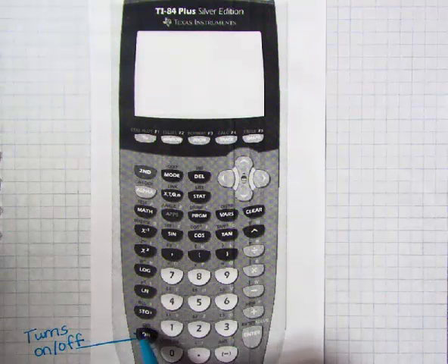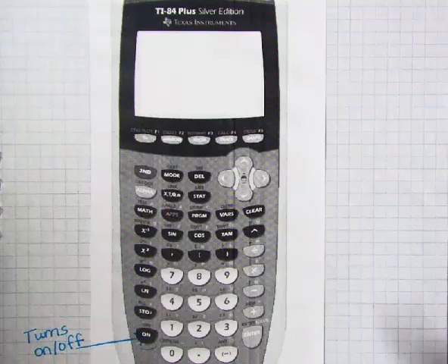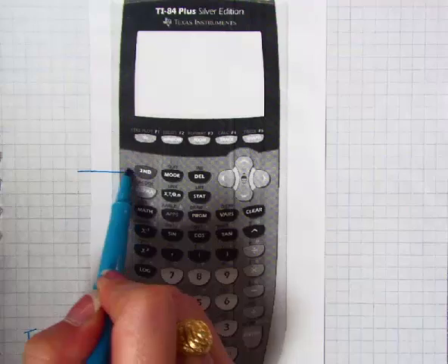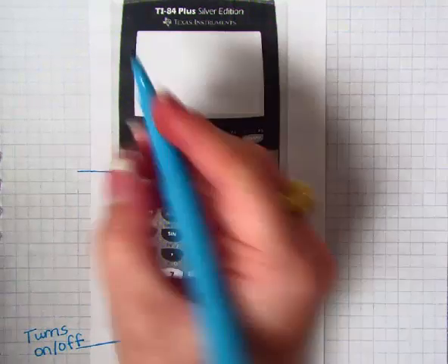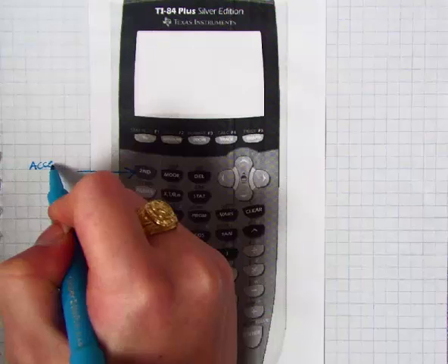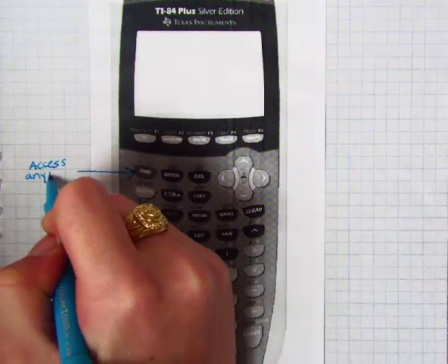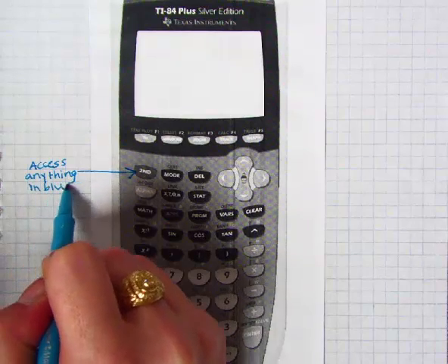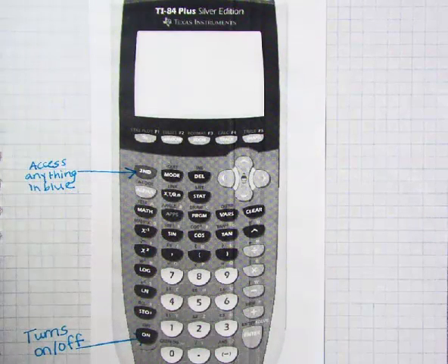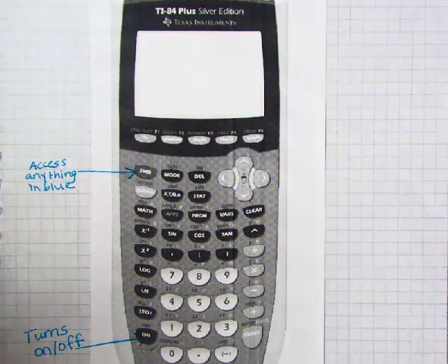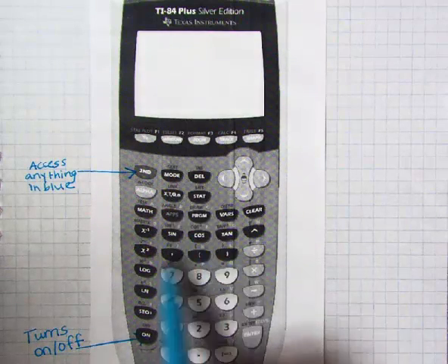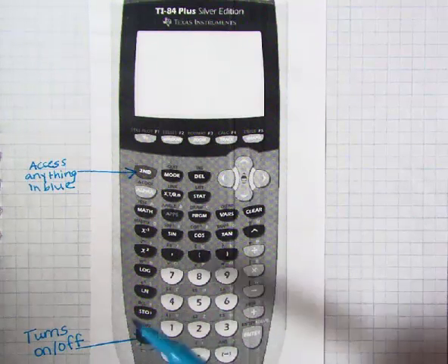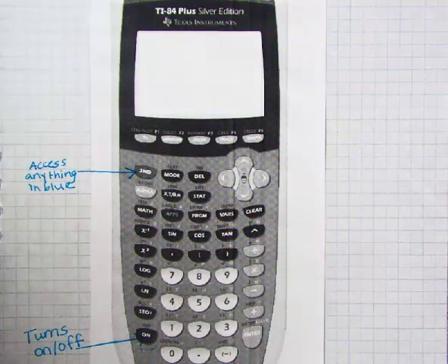In order to access the off, you are going to use the second key. The second key is at the top left of your calculator, and you use this to access anything that's in blue. So when you actually look at a calculator, if you've got one in front of you, you can probably see that all of the writing above these keys is in the color blue, and that means you have to press second before you press that key. So to turn off your calculator, you would have to hit second and then the on key.